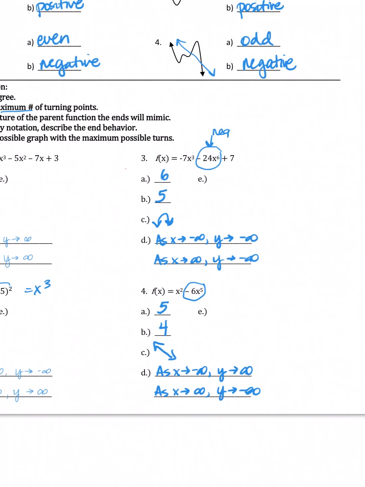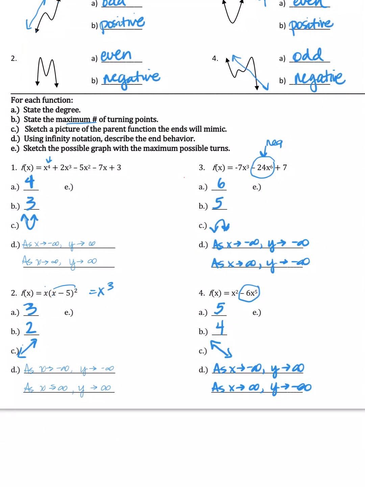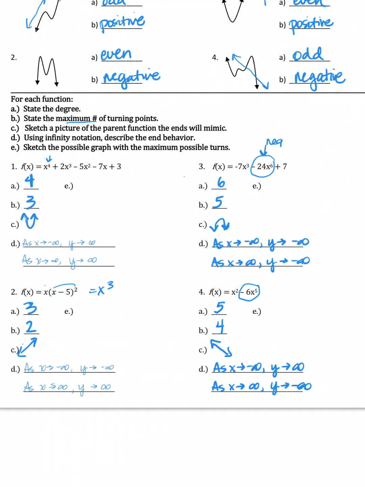Okay, now let's go back and do the sketch part. Sketch the possible graph with the maximum turning points. Now, don't get too caught up in this. We know that the two ends go up, right? We said that right here. So we're going to start here, and we know it's going to turn 3 times. So I'm going to go down 1, 2, 3.